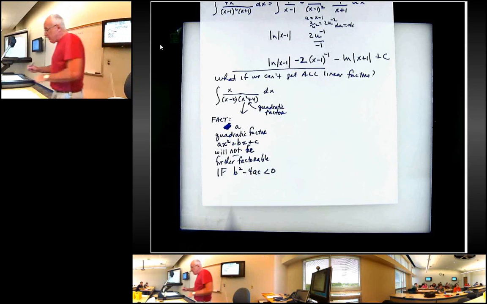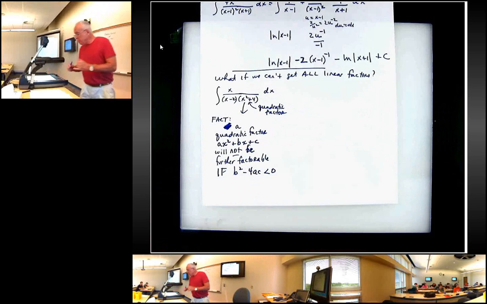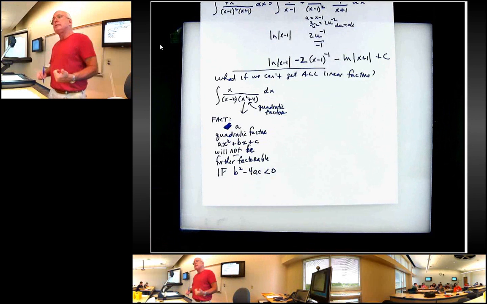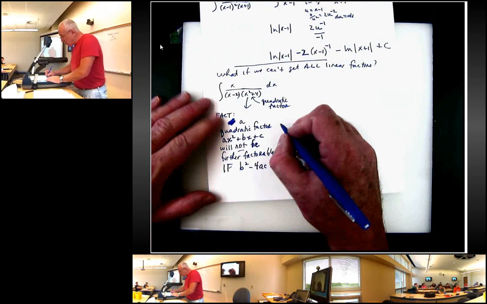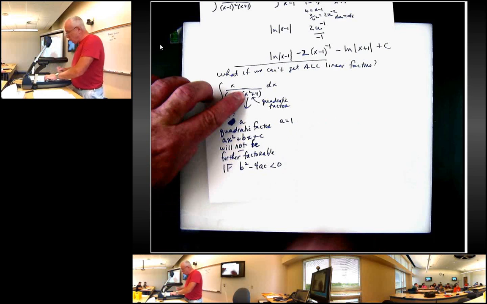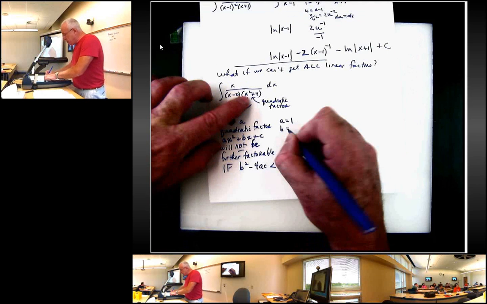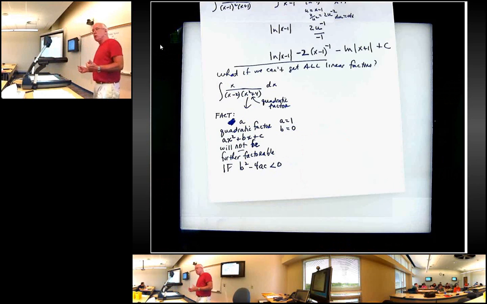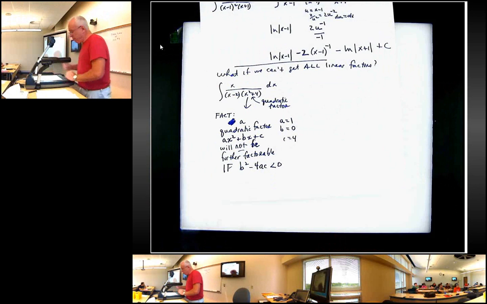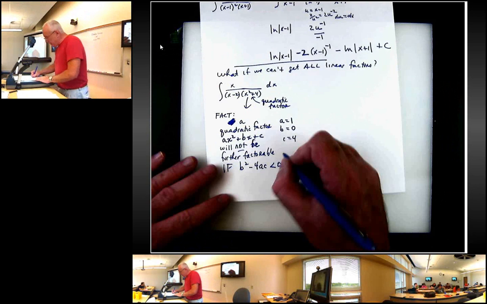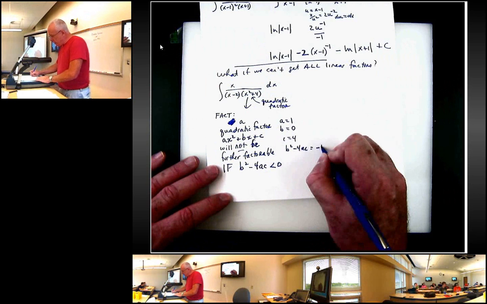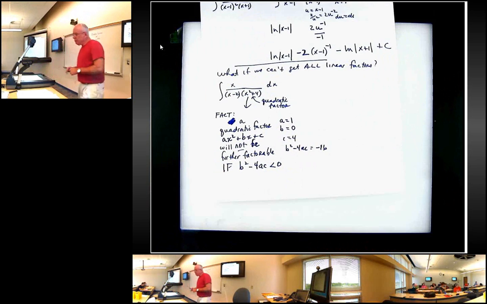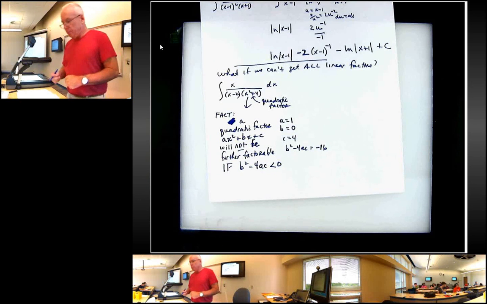So if we have a quadratic factor where the b squared minus 4ac is less than 0, then we're not going to be able to factor it any further. You just give up. Now in this case, let's just look at what we have. We have a is equal to 1. There is no x term, so b is equal to 0, and c is equal to 4. So b squared minus 4ac is equal to negative 16, right? And so it's not going to be further factorable.